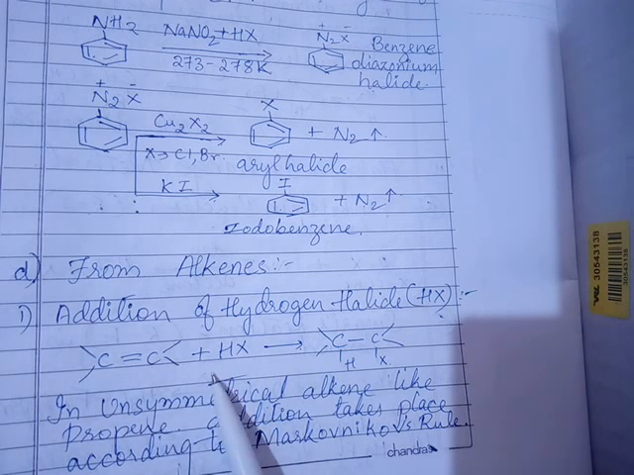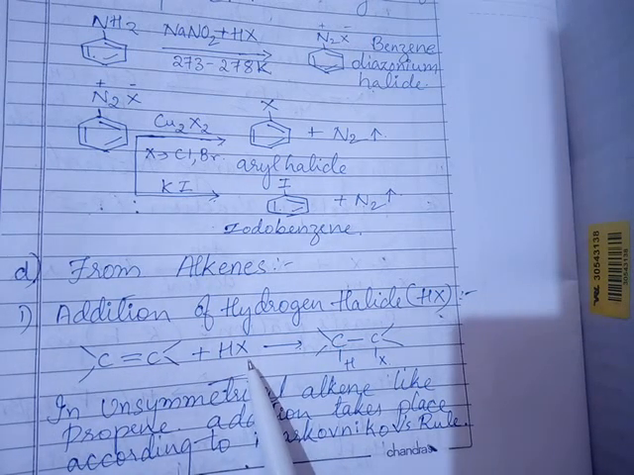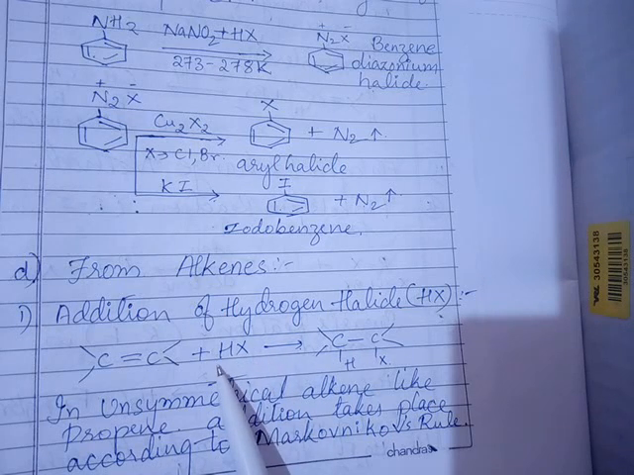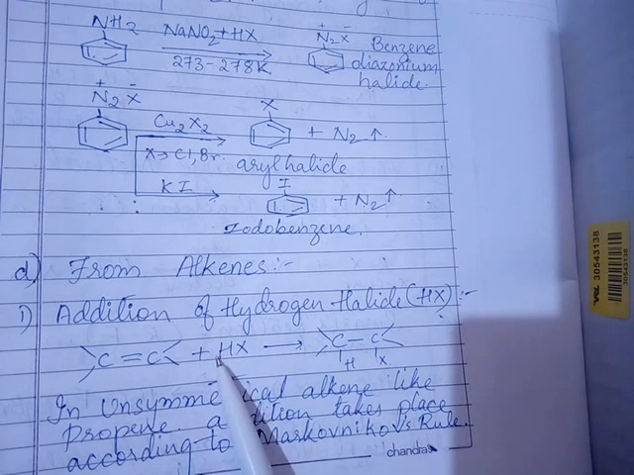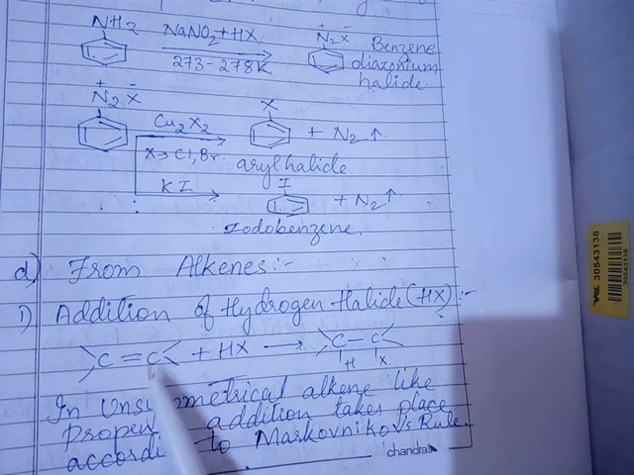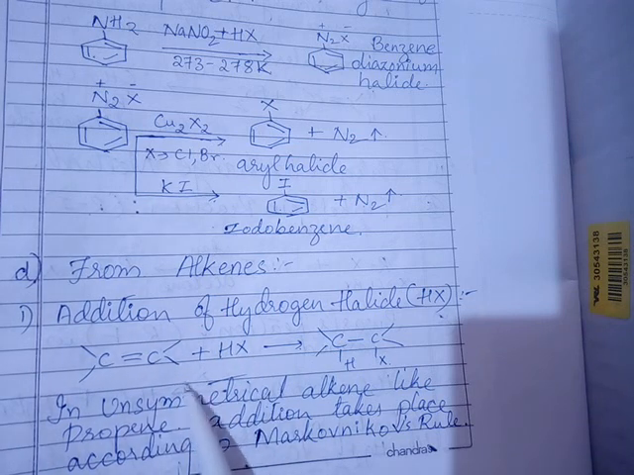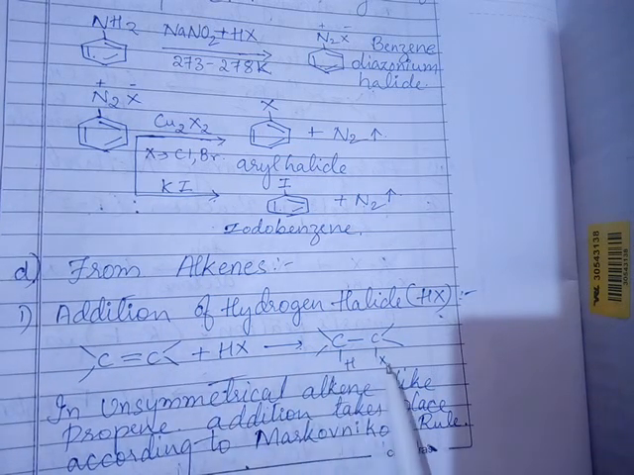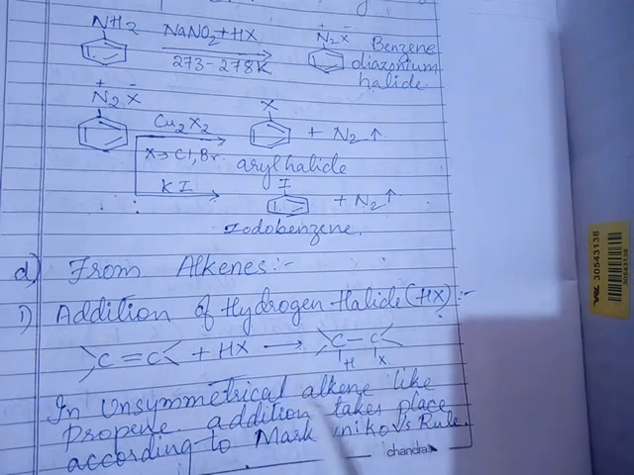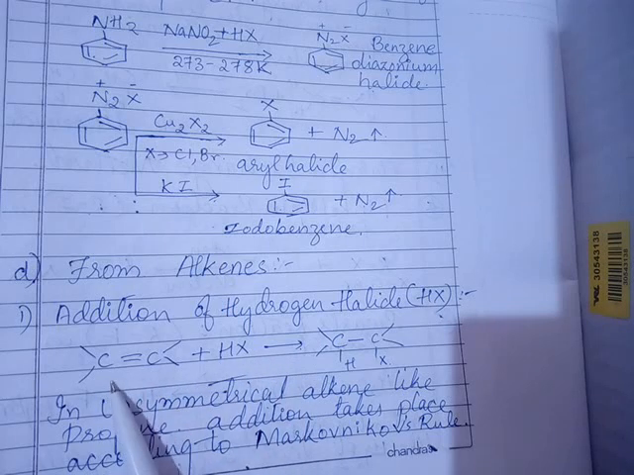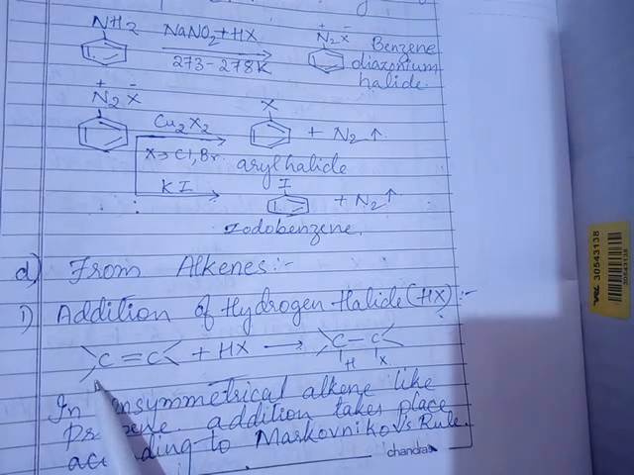If you are treating that symmetric alkene with a hydrogen halide like HCl, HBr or HI, addition is going to take place. Addition means the double bond breaks. One constituent will add here, another constituent will add here. So addition takes place and leads to the formation of what? An alkyl halide is obtained. But this reaction is when you are taking a symmetric alkene.